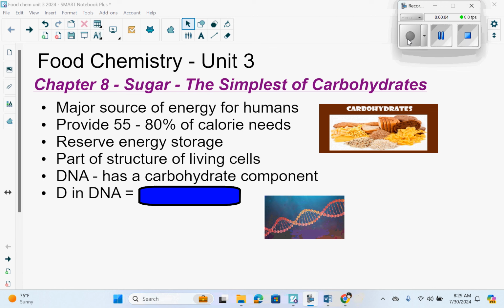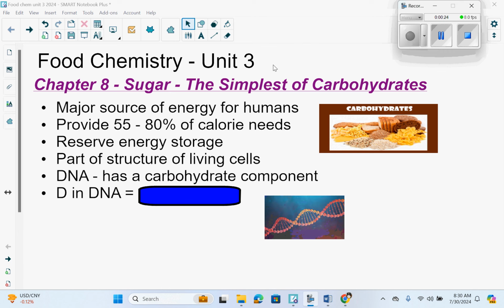Unit 3, Chapter 8, Sugar, the simplest of carbohydrates. Carbohydrates are a major source of energy for humans. They provide 55 to 80% of calorie needs. They're a reserve energy storage in the body. They're part of the structure of living cells, and DNA has a carbohydrate component.